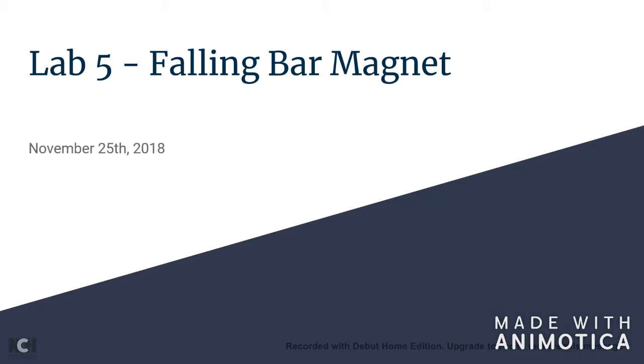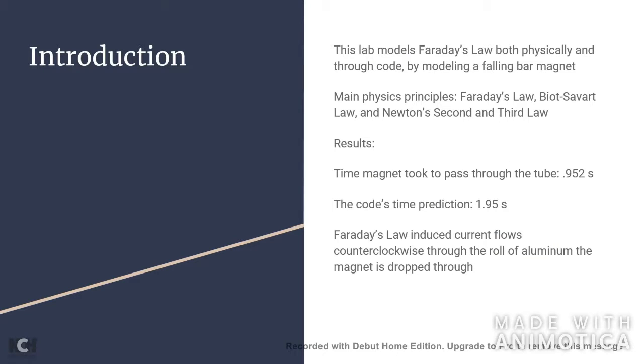This is my presentation on Physics 2212 Lab 5, Falling Bar Magnet. This lab models Faraday's law both physically and through code by modeling a falling bar magnet through a roll of aluminum foil. The main physics principles I utilized during this lab were Faraday's law, the Biot-Savart law, and Newton's second and third law.